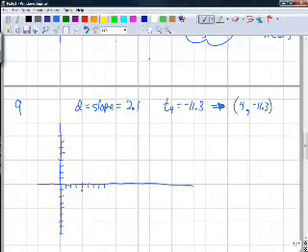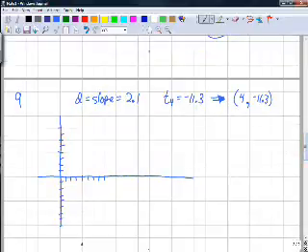Our slope is negative 2, so we're going to go over 1 and down 2. Over 1, down 2. Put a blob there. Go over 1 and down 2. Go over 1 and down 2. There's the way our graph should look.